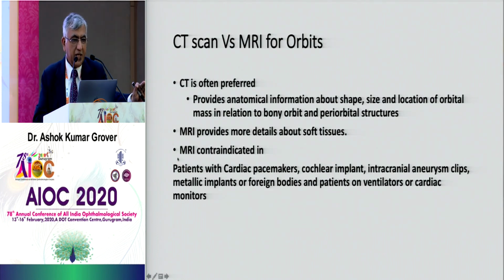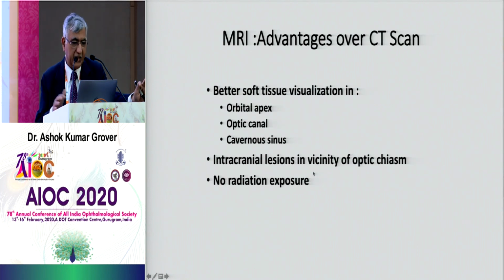CT scan versus MRI, they can both be complementary, but CT is often preferred if you want to look at the surrounding areas as well, including paranasal sinuses, surrounding pathology, and particularly if you want to look at changes in the bony structures. But MRI provides greater details about soft tissues, and we'll also look at the better resolution for cranial purposes. Of course, there are contraindications for MRI like cardiac pacemakers and any metallic thing.